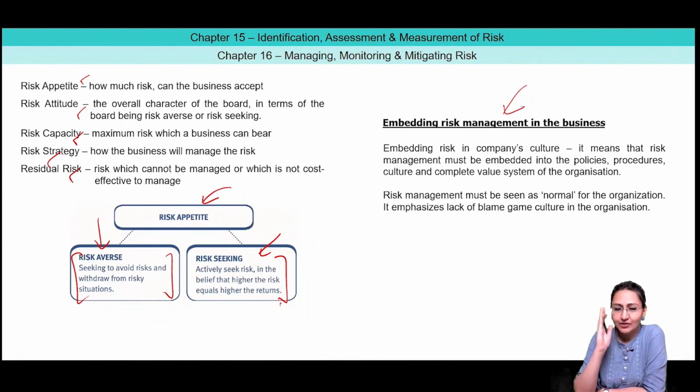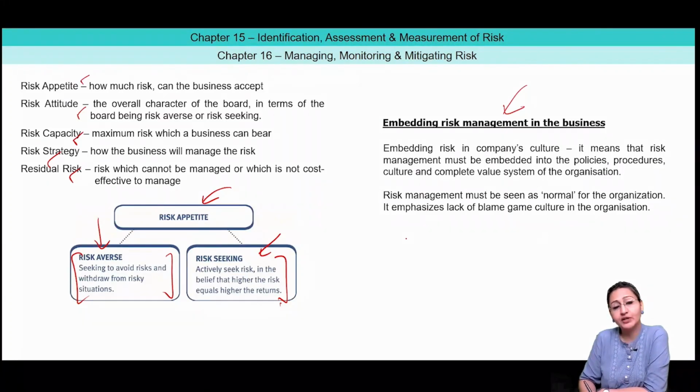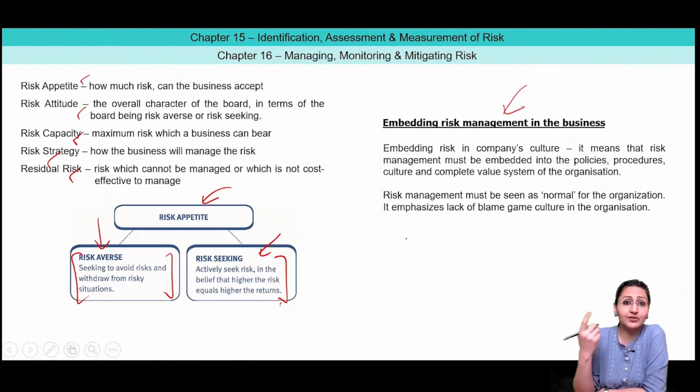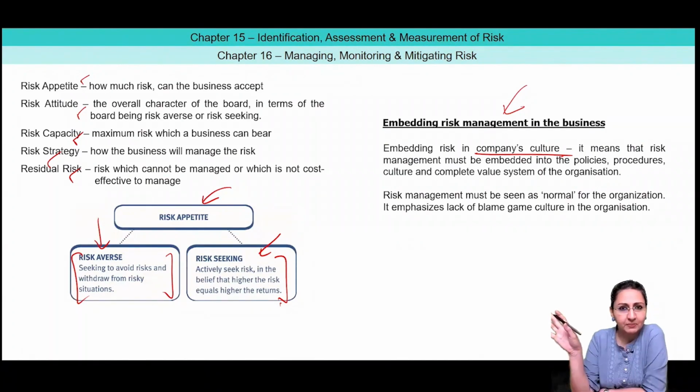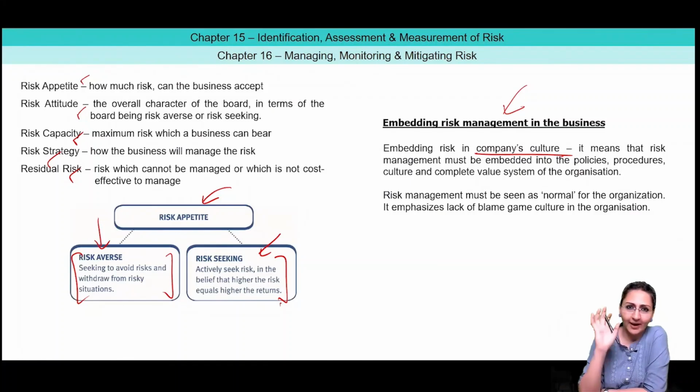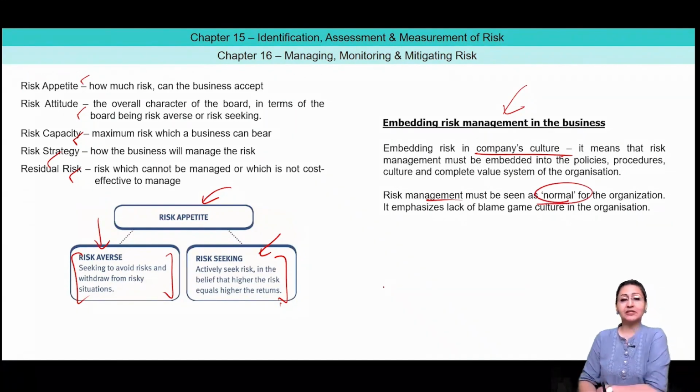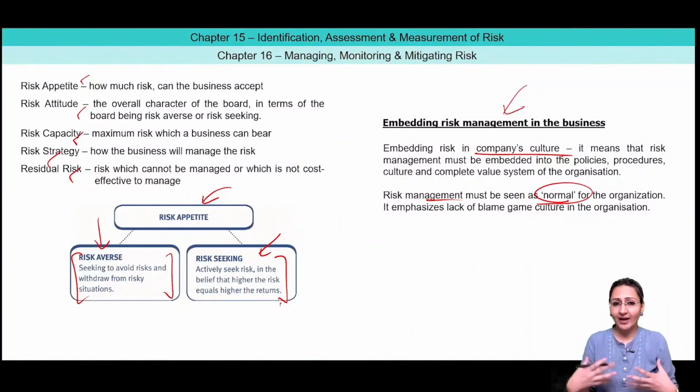Everybody should be trained enough in how we should take care of the risk, how we should manage risk coming towards the business. It should be made the company's culture. Embedding in the culture of the organization is the only solution by which you can manage your risk well. Risk management must be made normal for the organization. People should be well trained, well informed about the various risk categories which can arise for a business.